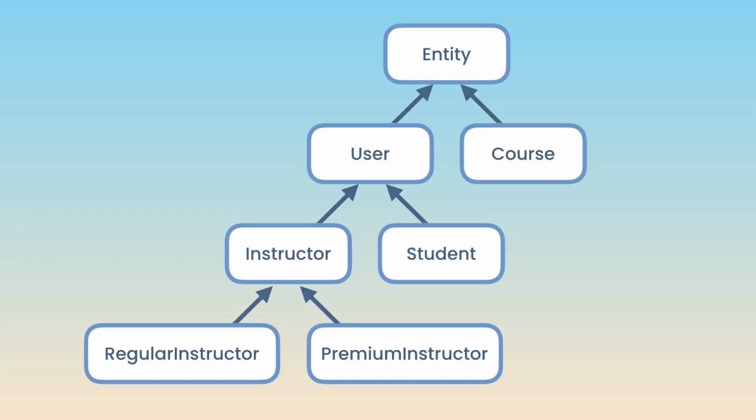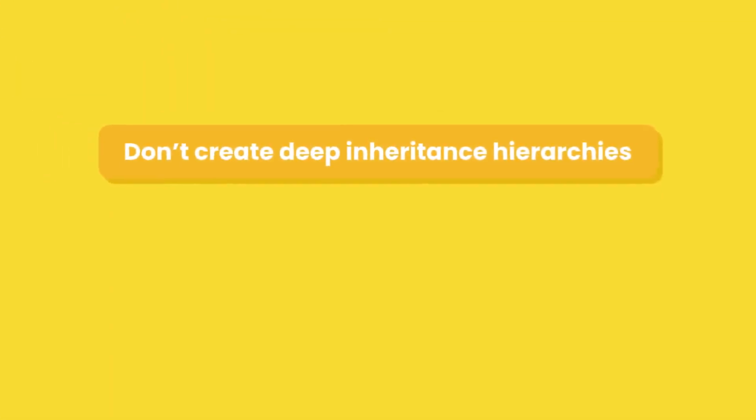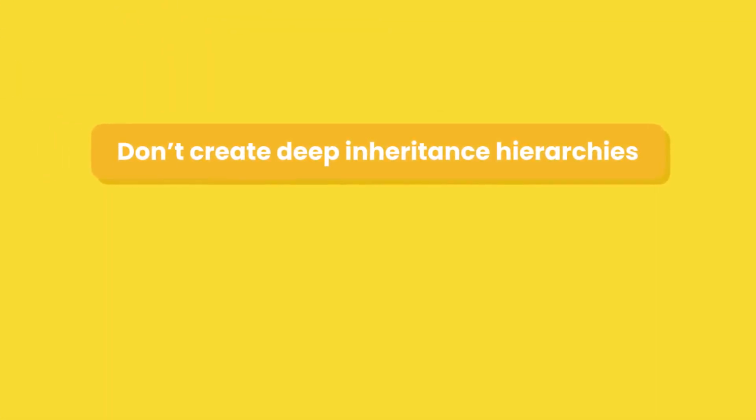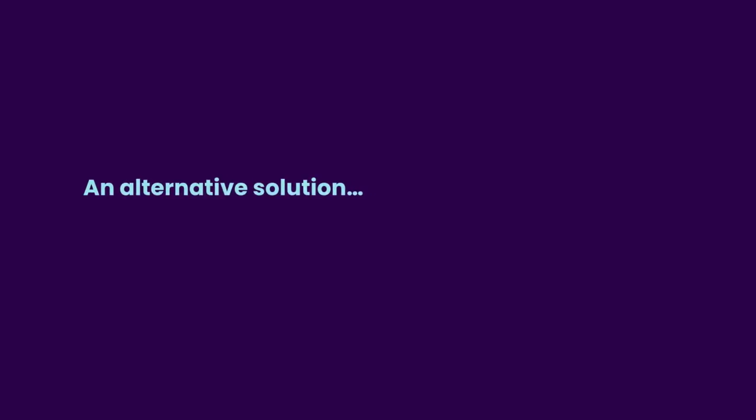Now, the higher in the hierarchy we make a change, the cost of the change is going to be higher. So don't go for deep inheritance hierarchies. Limit the inheritance to a maximum of 3 levels. Anything more than that, it's going to get complicated and it's probably going to bite you later on. So what can we do here? Let me show you an alternative solution.